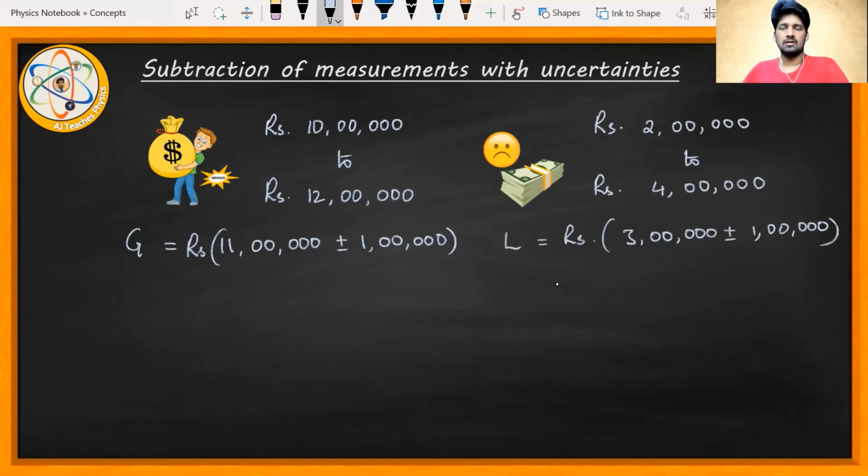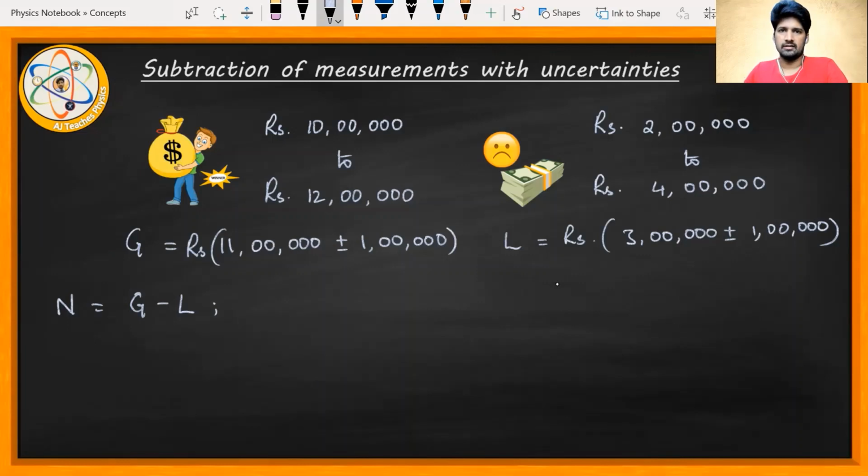So if you win the lottery, you will earn anywhere between 10 lakh to 12 lakh, and you will have to pay a tax somewhere between 2 lakh to 4 lakh rupees. So the net amount that you would pocket, let's call it N, can be calculated like this: G minus L, gain minus the loss. Now we don't know the gain for sure, we don't know the loss for sure. So we cannot calculate the net amount that we will pocket for sure, but we can express a range. What is the minimum amount that we are going to gain, and what is the maximum possible amount we are going to gain? So let's see how to do that.